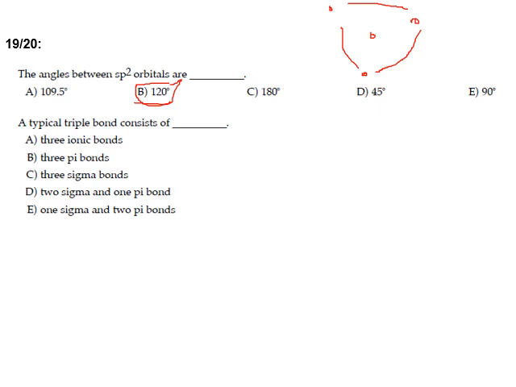And then for this one at the bottom, a triple bond consists of, we know what it is, it's 1 sigma bond and 2 pi bonds, so just find that, and that is this answer choice E. So we're going to have B and E.